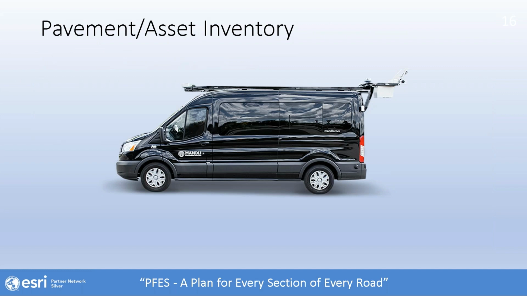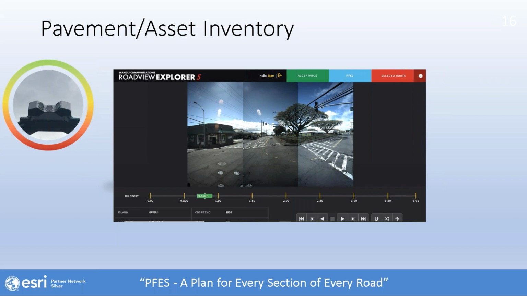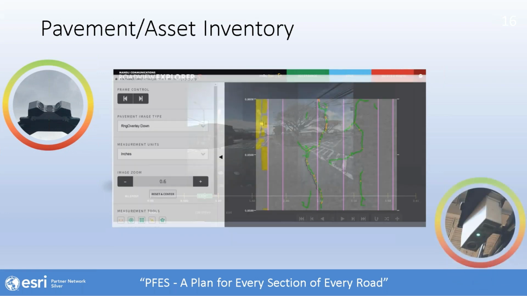So the benefit of using a company like Mandli is they'll drive the roads at highway speeds for you to your specifications. Travis covered a little bit about this, but this vehicle has 9 of these cameras on it. The resolution is 2,000 by 4,000 for each camera. They provide this solution, RoadView Explorer. It's on the web, integrated with ArcGIS. You're looking at an image right now, and Jacob will show you more of this later.